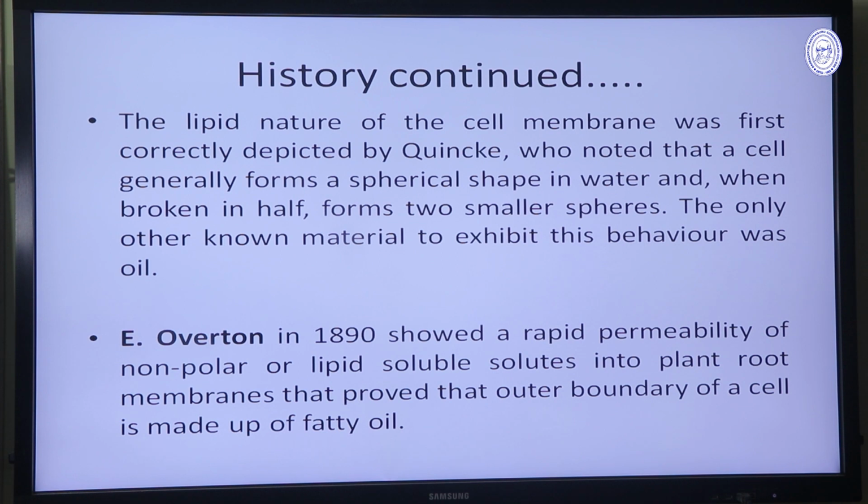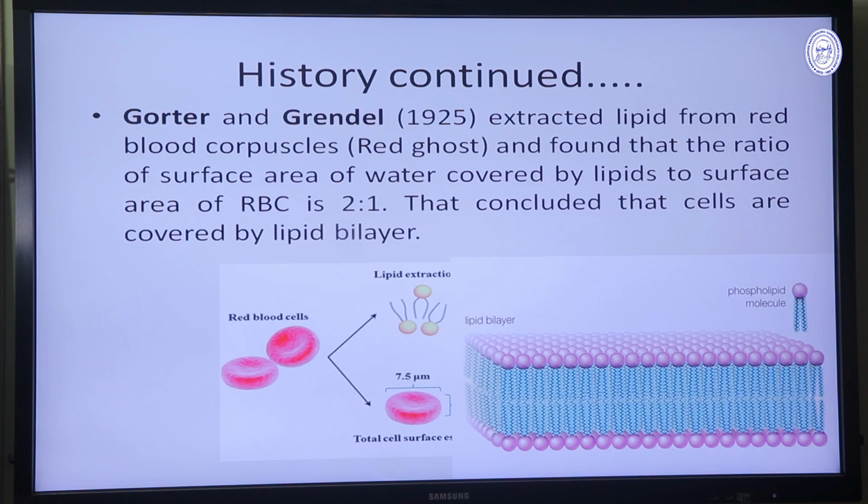After that, E. Overton in 1890 showed that there is facilitated diffusion through the lipid membranes, and membranes may be made up of fatty oil or oil. The groundbreaking work from Gorter and Grendel was that they extracted the lipid from RBC or red blood corpuscles. So, this is called red ghost.